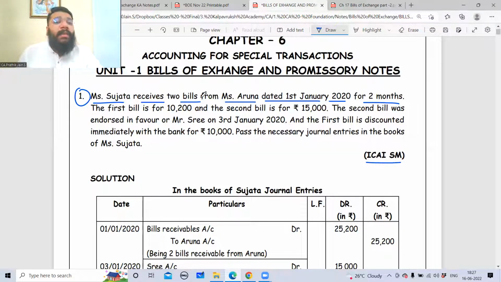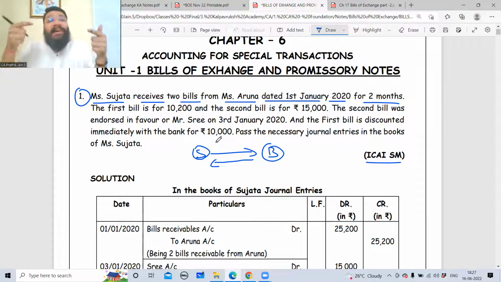Sujata receives a bill from Mrs. Aruna. Receives means what? The seller sends the bill to the buyer. So the buyer receives the bill. The buyer accepts and gives the bill back. So the seller again receives the bill. So which receiving are they talking about? Receiving is always after the acceptance. Correct?